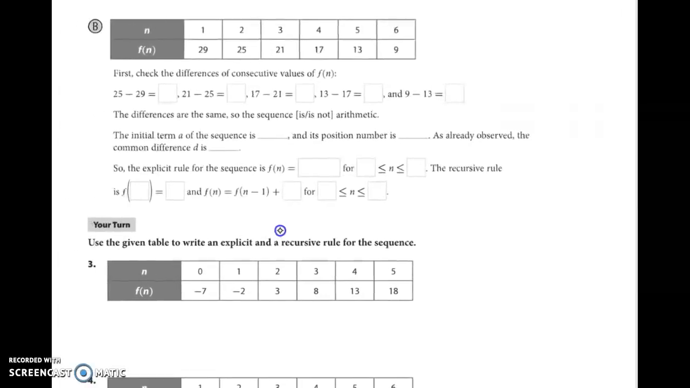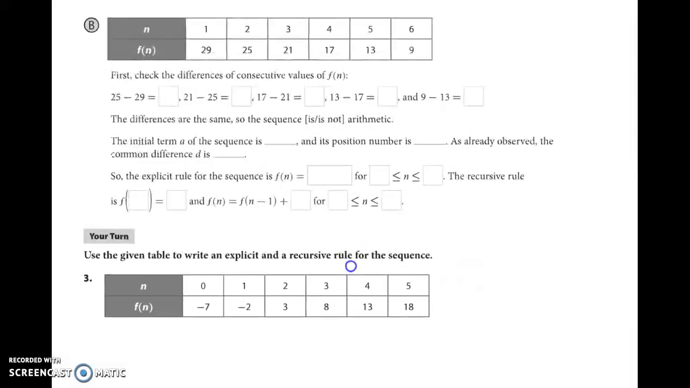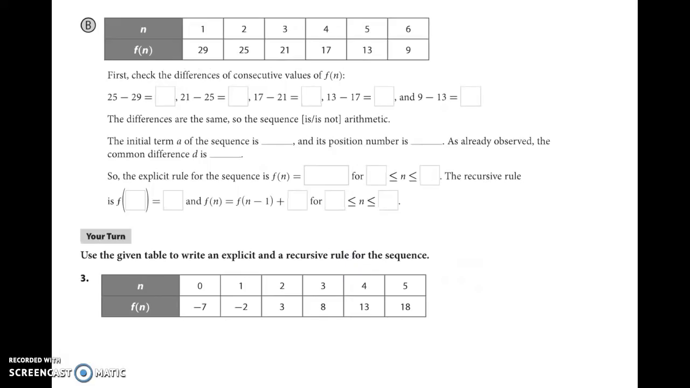And we're going to look at this. Again, we're finding the explicit rule and the recursive rule. It says check the common differences. What they're doing is taking the second term and subtracting the first term to see what you added or subtracted. This is simple enough that we could say, okay, you subtracted 4 here, here, here, here, and here. They're just showing you the work for that.